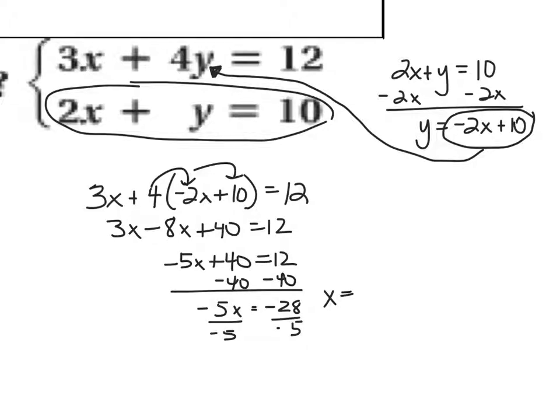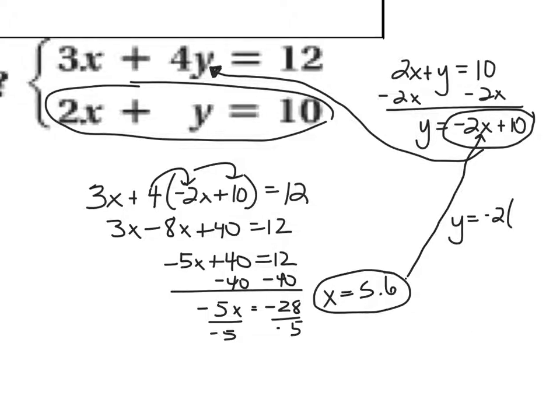I will do this one just to show you here. In this case, let's see here. Our answer is 5.6. Okay, now I'm going to take this 5.6 and plug it into the equation that I got y by itself for. So y is going to equal negative 2.